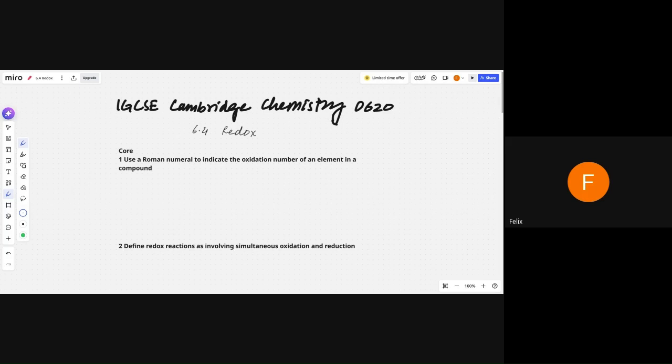So we use a Roman numeral specifically for transition metals. If this is a periodic table, this is group 1 and group 2, and this is group 3, from group 3 to group 8. The elements found between group 2 and group 3 are called transition metals, right? Whenever we write compounds belonging to transition metals, we mention the Roman numeral or the oxidation number. Why? Because they have a variable oxidation state.